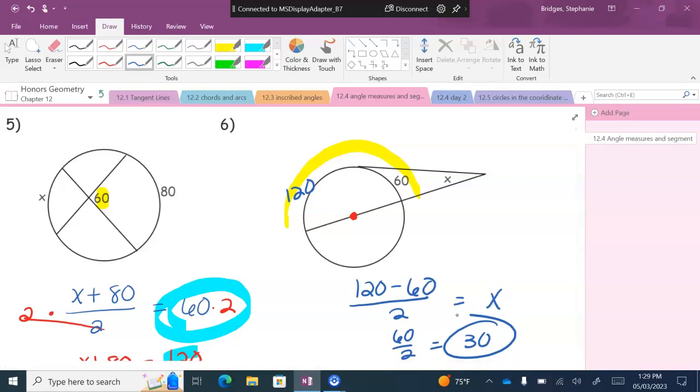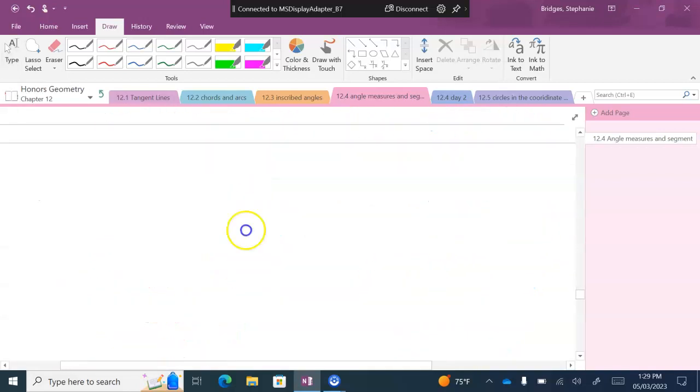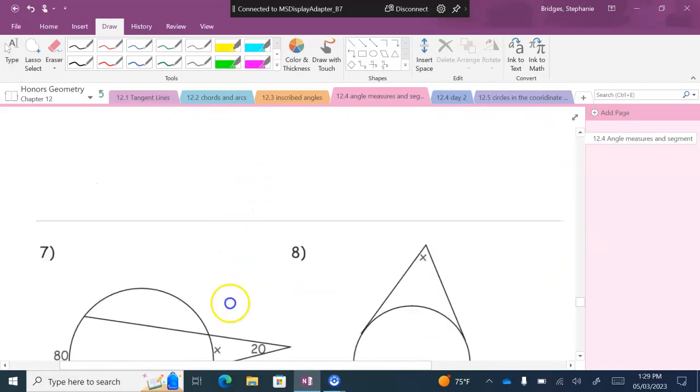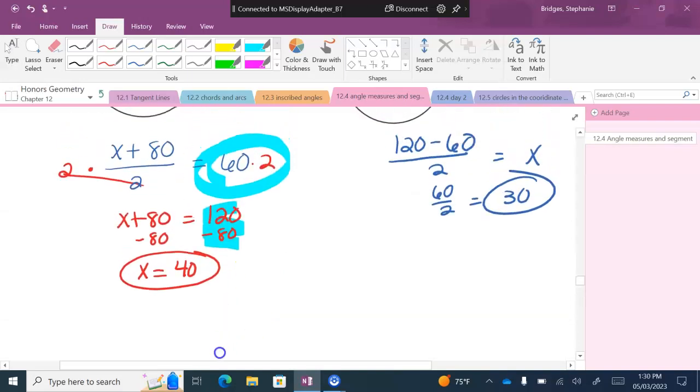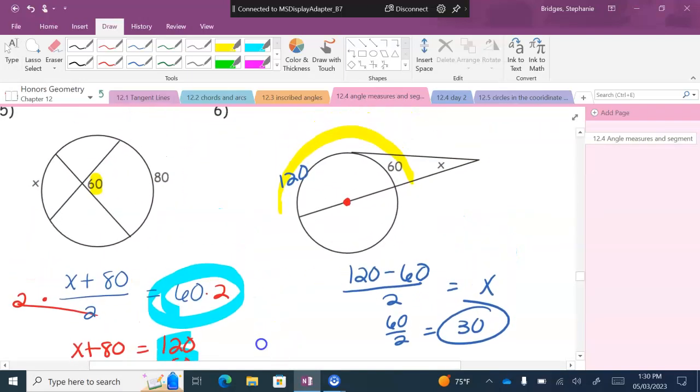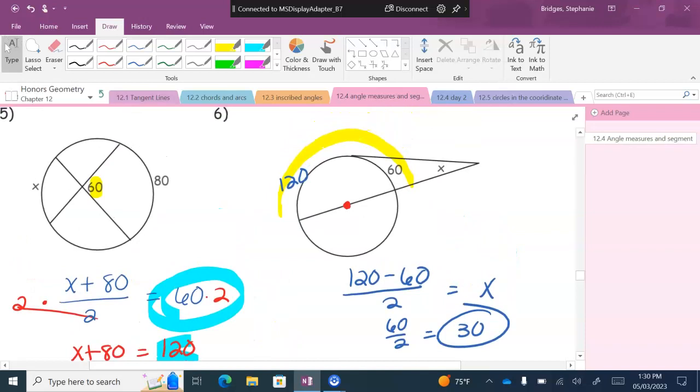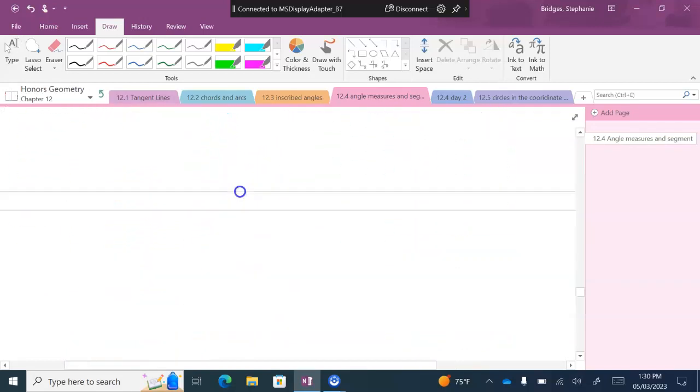Every time, the first thing you want to look at, whether you're finding the angle or whether you're finding an arc, is where is your angle? Is it inside? Is it outside? Because that tells you if you're supposed to add your arcs or subtract your arcs. Does everybody understand? You good? Okay.